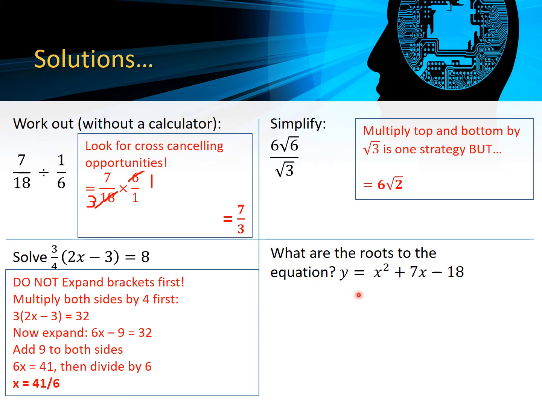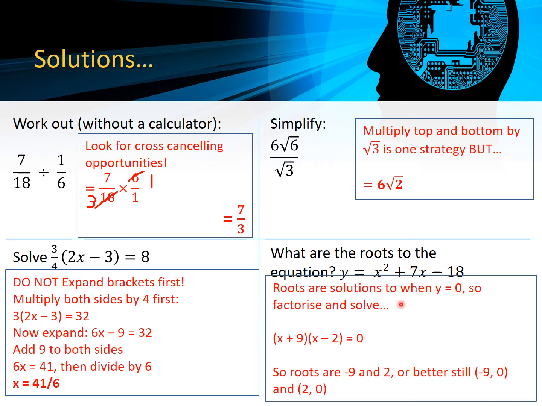And finally, what are the roots to the equation? Well, roots are solutions when it equals 0. So we're going to factorize it and solve it. So we're finding numbers that multiply together to make 18 that I can somehow get a 7 from, 9 and 2. How do I get positive 7? Positive 9, take 2 gets me to positive 7. So the roots to my solution to the equation are minus 9 and 2, or better still, using it as a coordinate, minus 9, 0, and 2, 0. Make sure you've marked these, green pen them, tick it off as you go, and keep a log of how well you're doing.